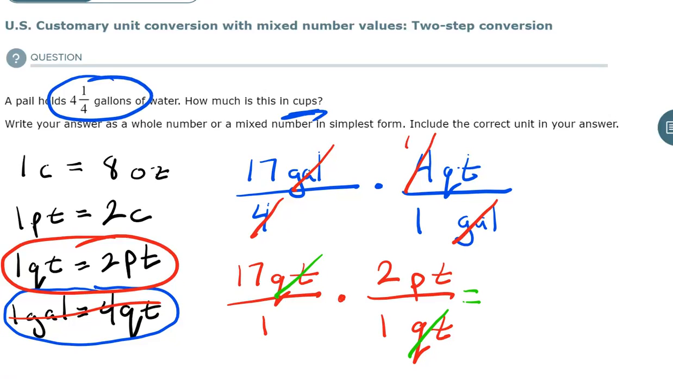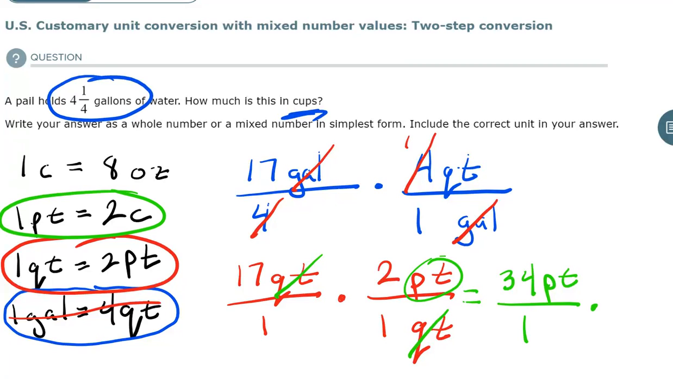And I'm going to multiply straight across. 17 times 2 is going to give me 34. I am left with pints, so I have 34 pints. And this is all over 1 again. And for the same reason, I'm not done. I want my answer to be cups. I have one last thing to do.